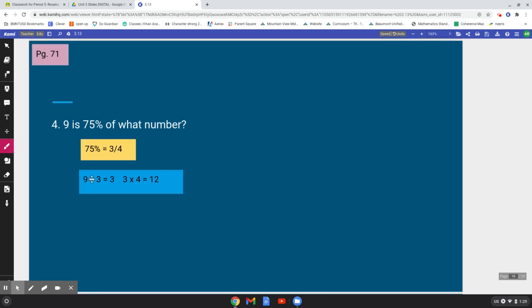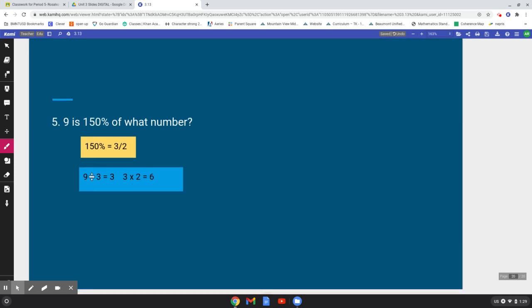Now 75%, remember that you're dealing with 3/4, right? So you're going to divide by the 3, and then you're going to times it by the 4. So 9 divided by 3 is 3, and 3 times 4 makes 12. So that would be your answer there.